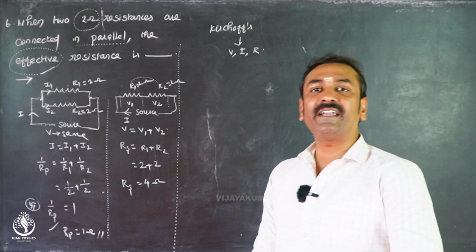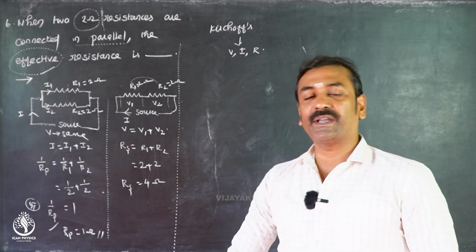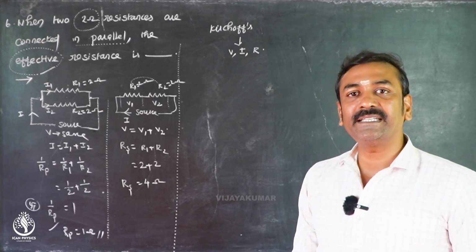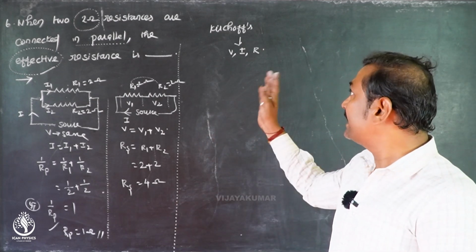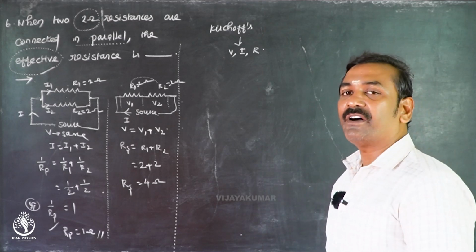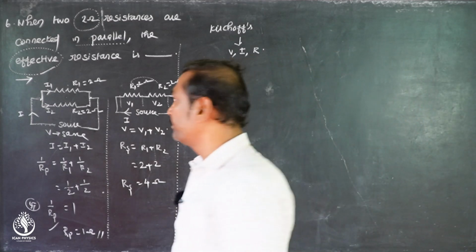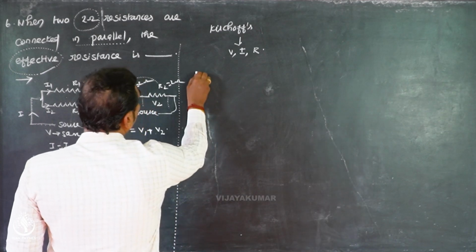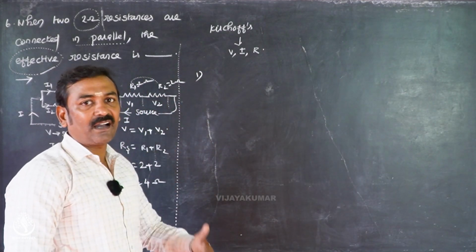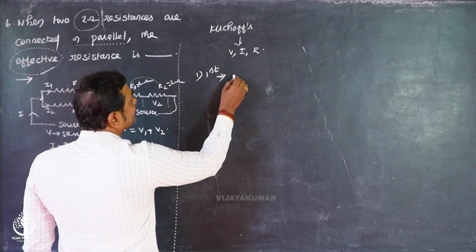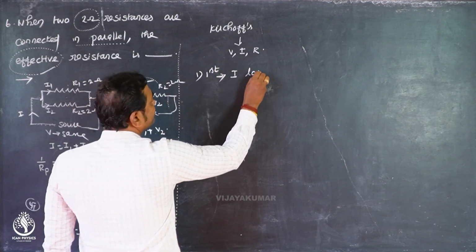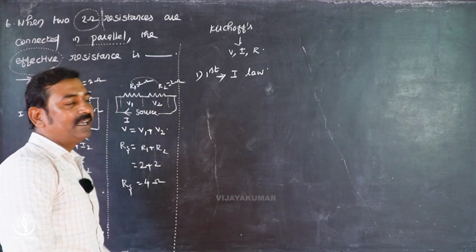So why do we need Kirchhoff's law? Ohm's law is applicable only for simple circuits, while Kirchhoff's law is applicable for complicated circuits. Then Kirchhoff gave two laws, the first law and the second law. The first law is otherwise called the current law.